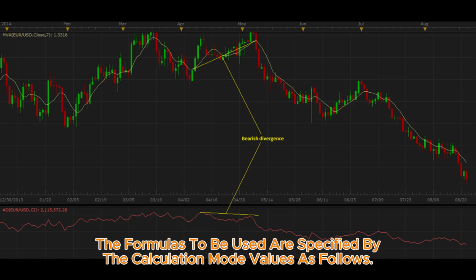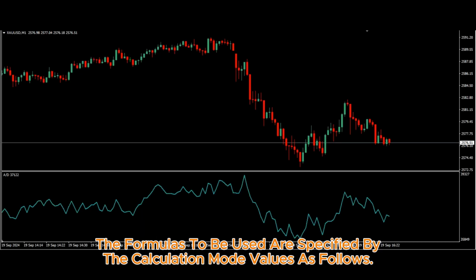The formulas to be used are specified by the calculation mode values as follows.